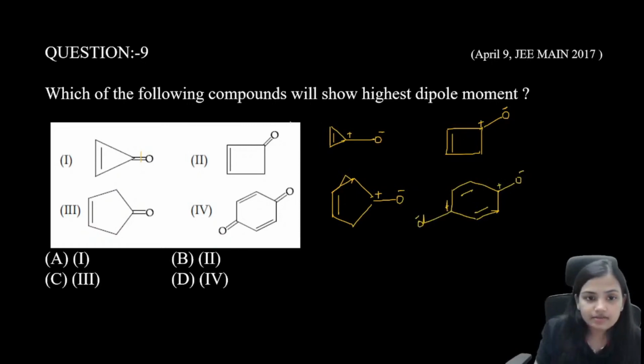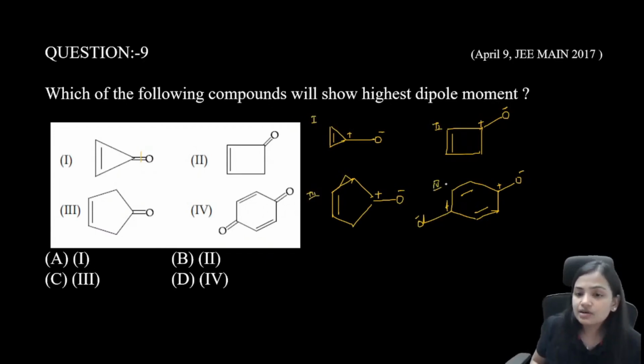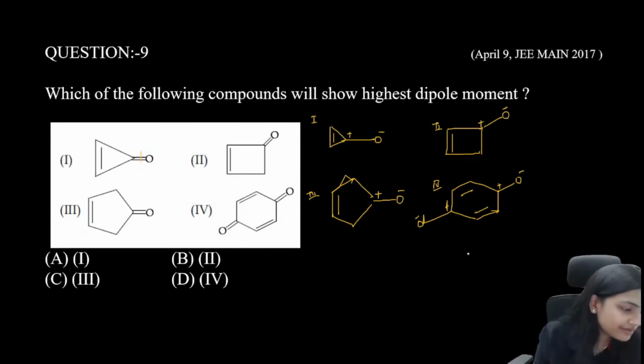Tell me the answer. Option number 1, 2, 3, 4. This is 1, this is 2, this is 3, this is 4. So this much I did for you, and your answer is... Very good, Vansh. The right answer is option 1. Why is the correct answer option A?